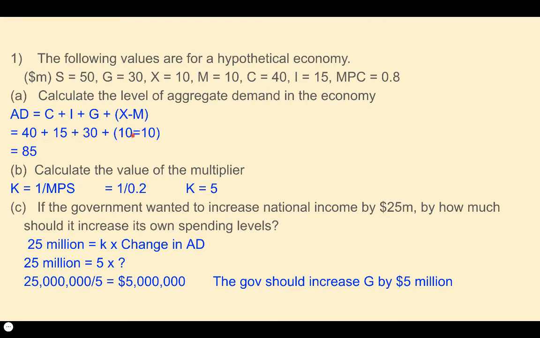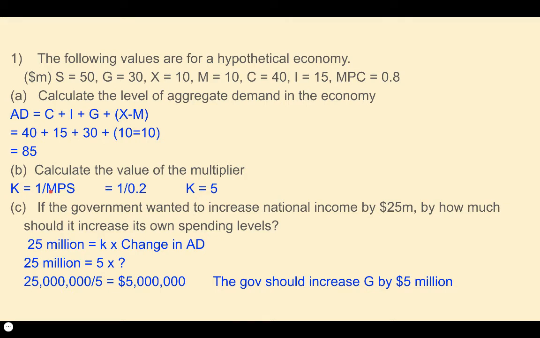Sorry, that's meant to be a minus there, 10 minus 10. I don't like typing out calculations. So 40 plus 15 plus 30, just by substituting these in, it's going to give us 85. The value of the multiplier, we can work that out from the MPC. If we have MPC or MPS, we know the multiplier. So K equals 1 over MPS. I like this one because it's a little bit easier than 1 minus MPC.